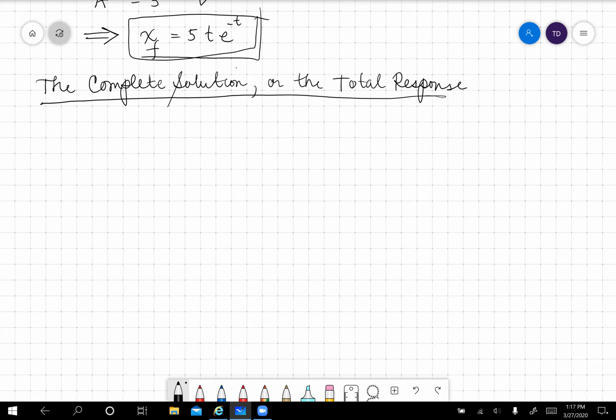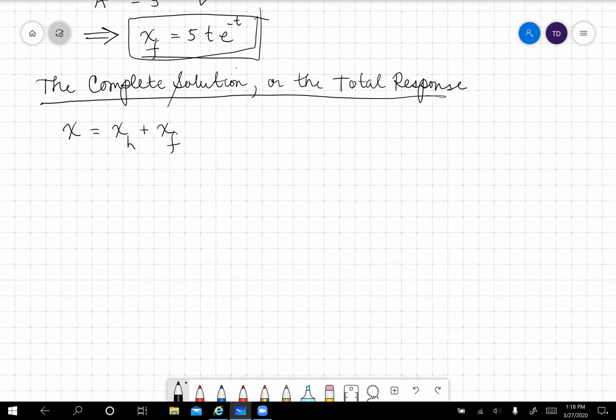So what we're going to do now that we have the two terms, the total response is X equals XH plus XF. That is the total response. We're going to get each of them separately, and now we're going to add them together. But the problem is what? Anybody see any problems right now?